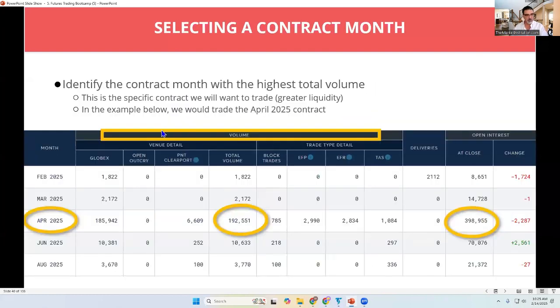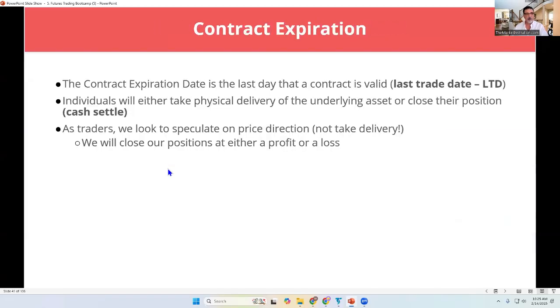Okay, identify the contract month with the highest volume. This is kind of a review. Take a look at the contract specs, understand what you are trading. Now, after you do this a couple of times, you pretty much get it memorized, okay? The contract expiration date is the last day that the contract is valid. It's also called the last trade date, okay?